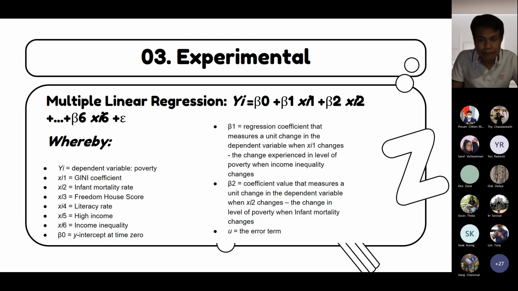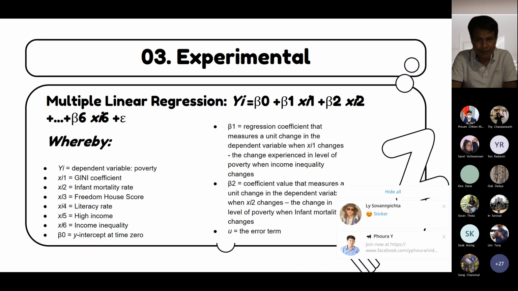And for the second model, the author used multiple linear regression. Multiple linear regression is similar to the simple linear regression, just that it added more independent variables. The independent variables added here are the Gini literacy rate, log GDP per capita, freedom score, infant mortality, and high income.